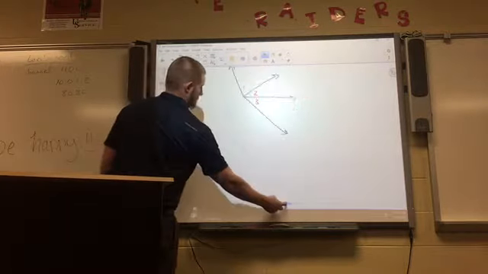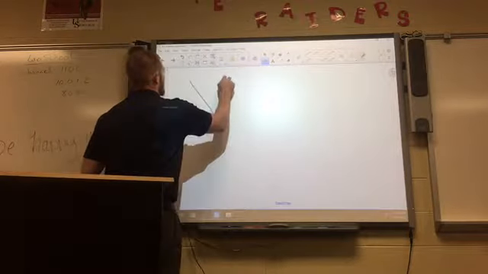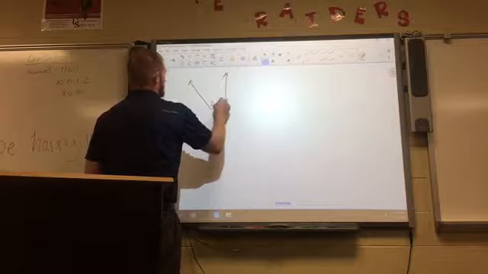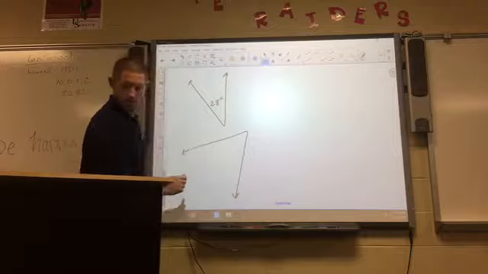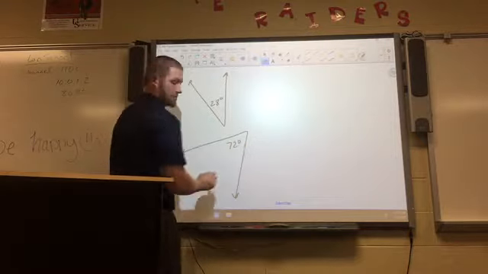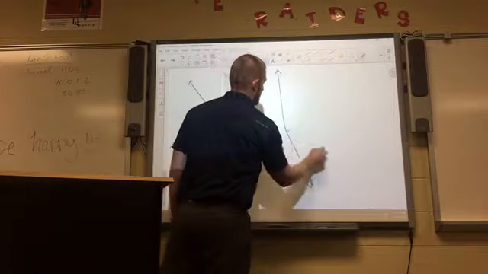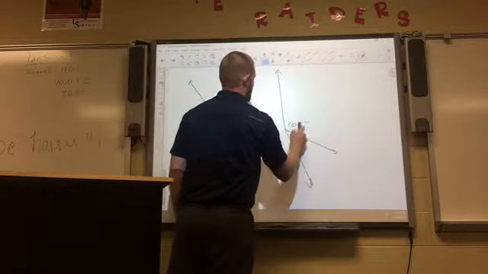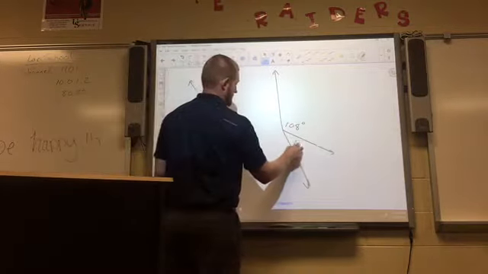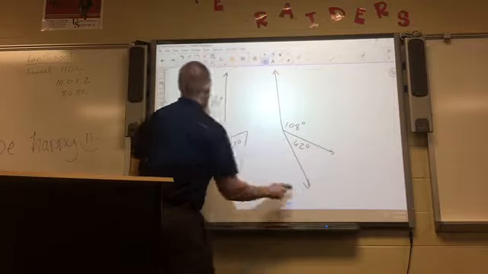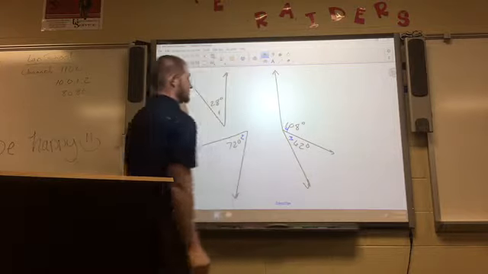So an example similar to example 1. This one's 28 degrees. This one is 72 degrees. This one's 108 degrees. And this one's 62 degrees. I'll put some numbers in here so we can talk about these angles. So I have angles 1, 2, 3, and 4.